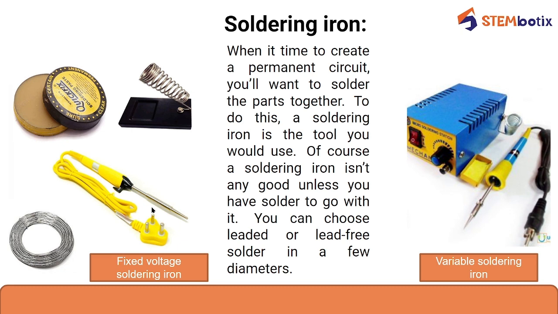When it's time to create a permanent circuit, you'll want to solder the parts together. To do this, a soldering iron is the tool you would use. Of course, a soldering iron isn't any good unless you have solder to go with. You can choose a leaded or lead free solder in a few diameters. So, these are the soldering irons.